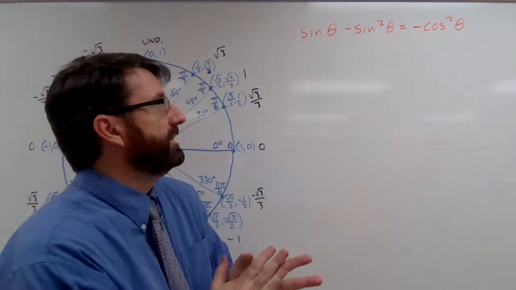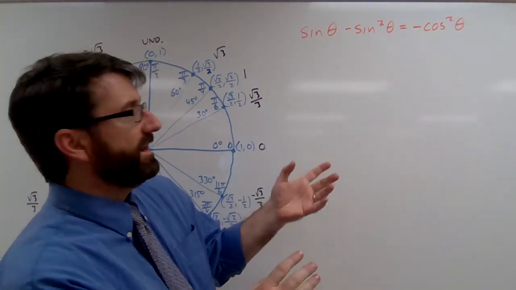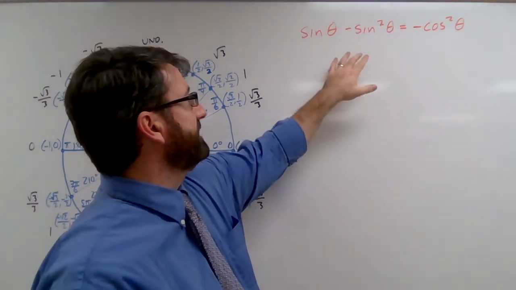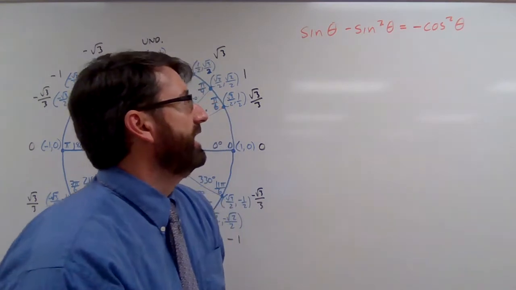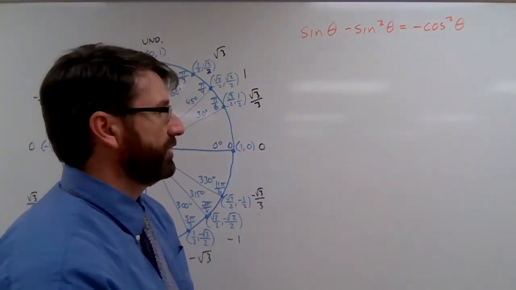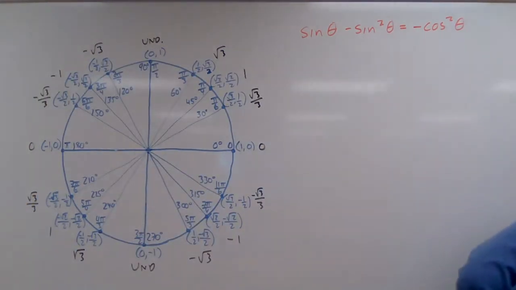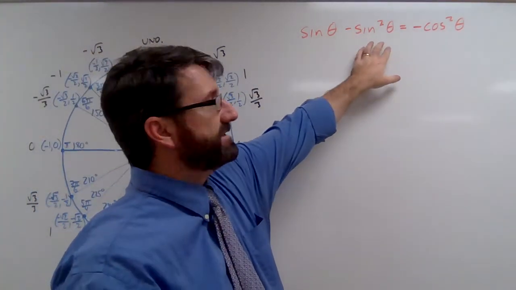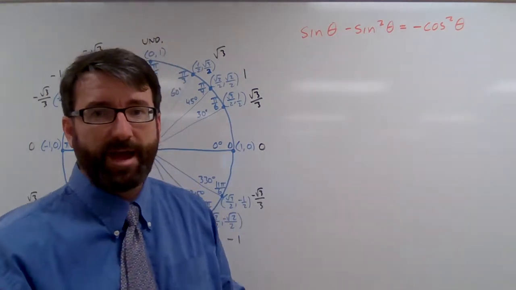All right, this problem asks us to find theta between 0 and 2 pi for the equation sine theta minus sine squared theta equals negative cosine squared theta. All right, so here we have sine and sine squared, so we know we're going to have to factor this.